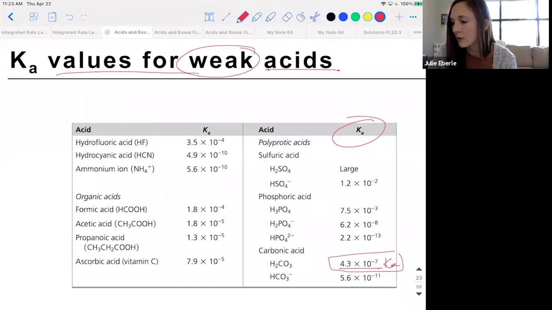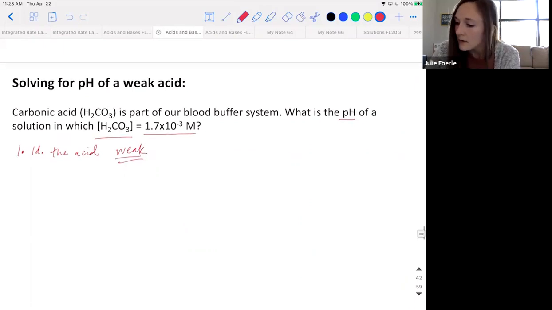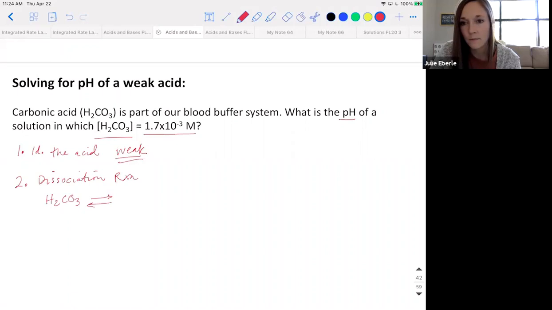So let's take that value, 4.3 times 10 to the minus 7, back to our problem. So this is weak. All right, and step number 2 is let's write out the dissociation reaction. Let's look at how this breaks apart. H2CO3 is a weak acid, so we have a double arrow here. It makes HCO3 minus and H plus. Bicarb and H plus.